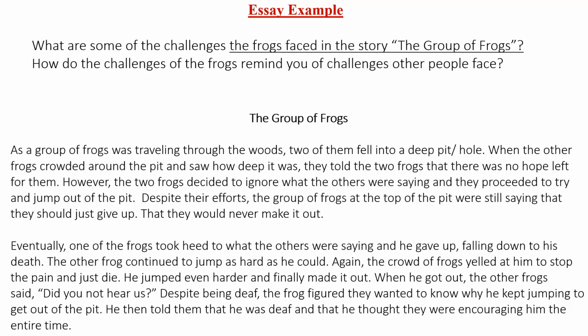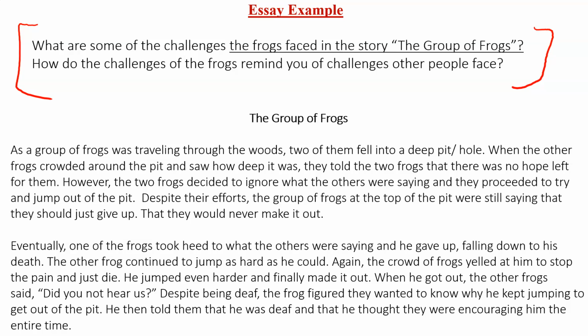This is where I'm going to show you how to write a well thought out essay response. I'm using a group of frogs, and just to remind you, this is not one of the prompt questions you can use in the essay. This is just an example to guide you. So what are some of the challenges the frogs face in the story? The group of frogs. How do the challenges of the frogs remind you of challenges other people face?